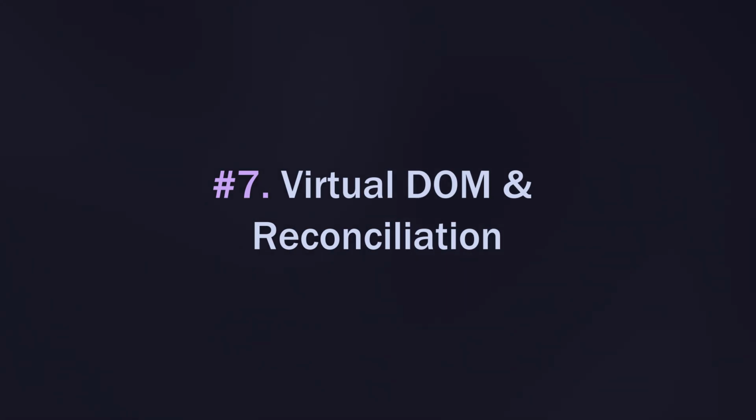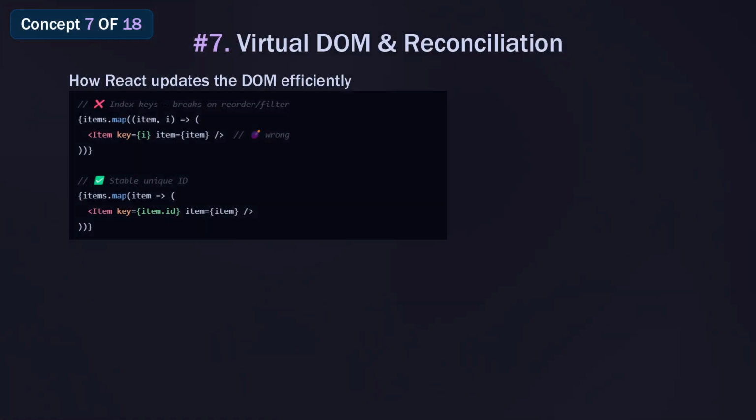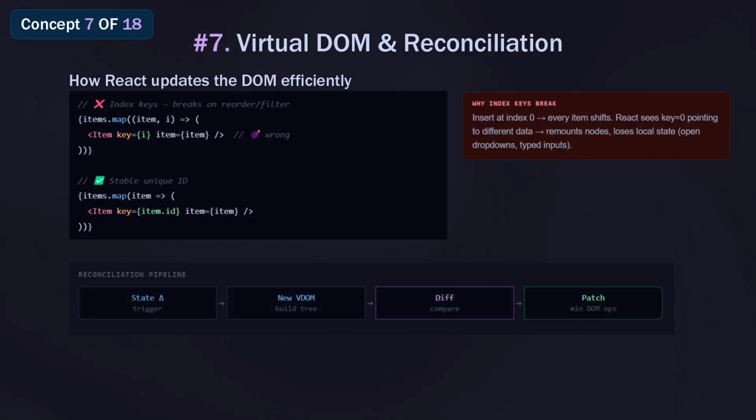Virtual DOM and reconciliation. React maintains a virtual DOM, a lightweight JavaScript tree that mirrors the structure of a real DOM. When state changes, React doesn't immediately update the actual DOM. Instead, it builds a new virtual tree, diffs it against the previous one, and computes the minimum set of changes needed. Then it applies only those changes to the real DOM. This process is reconciliation. This is what makes React fast. DOM operations are expensive. By batching and minimizing them, React reduces the performance cost of UI updates.